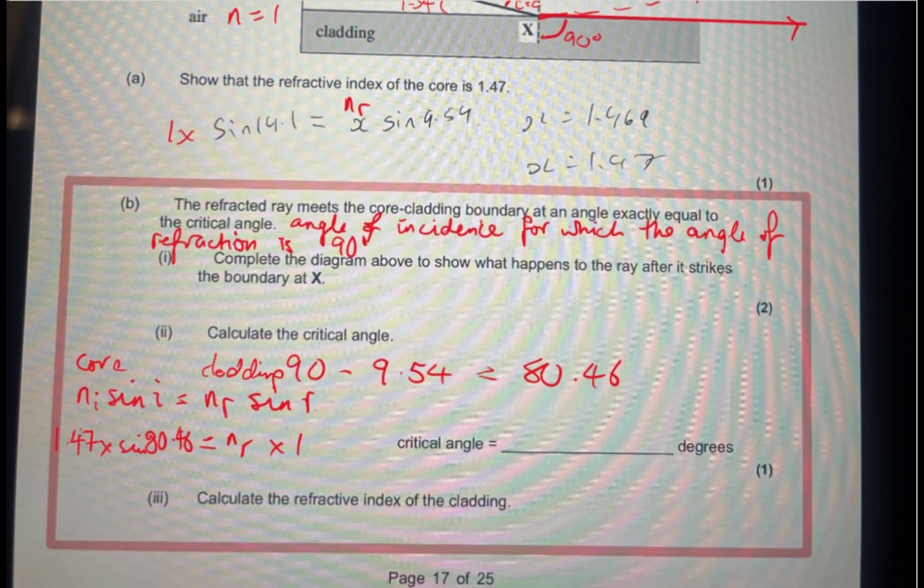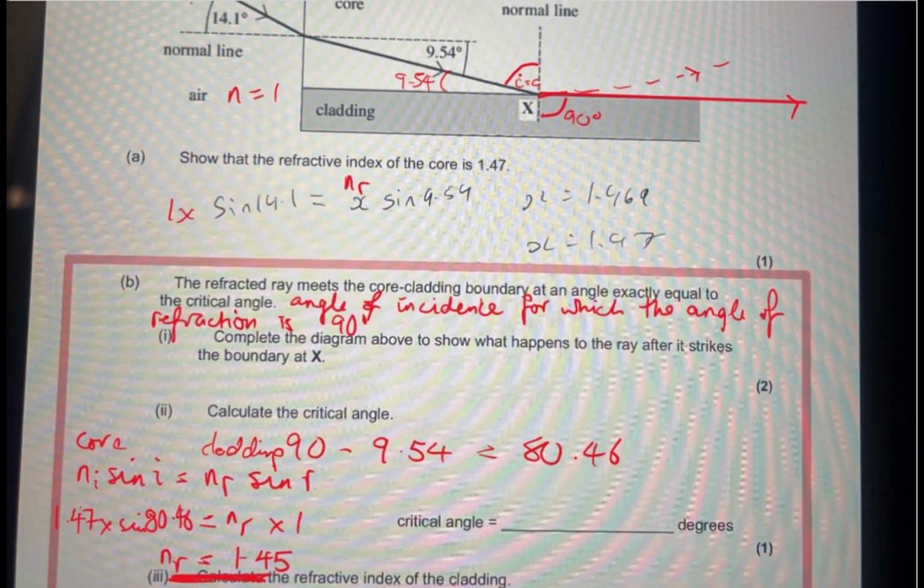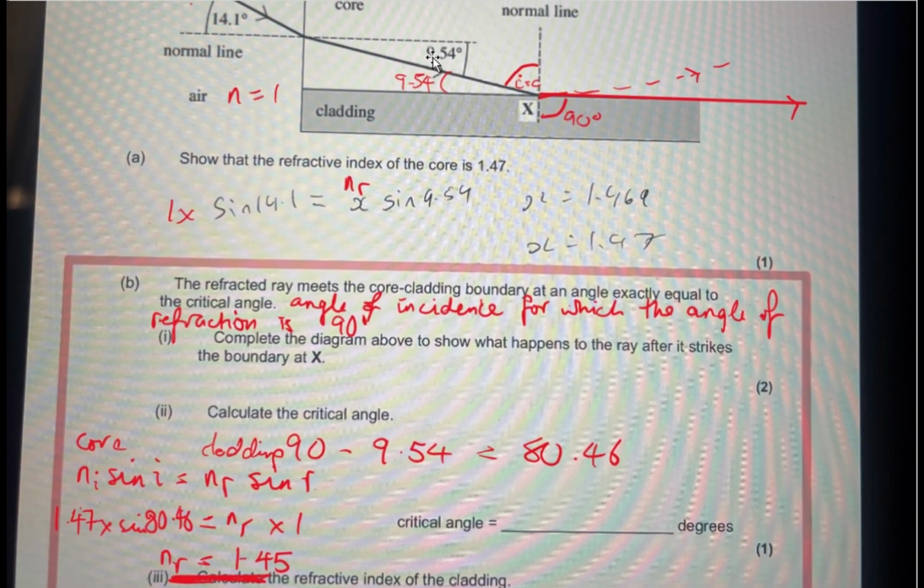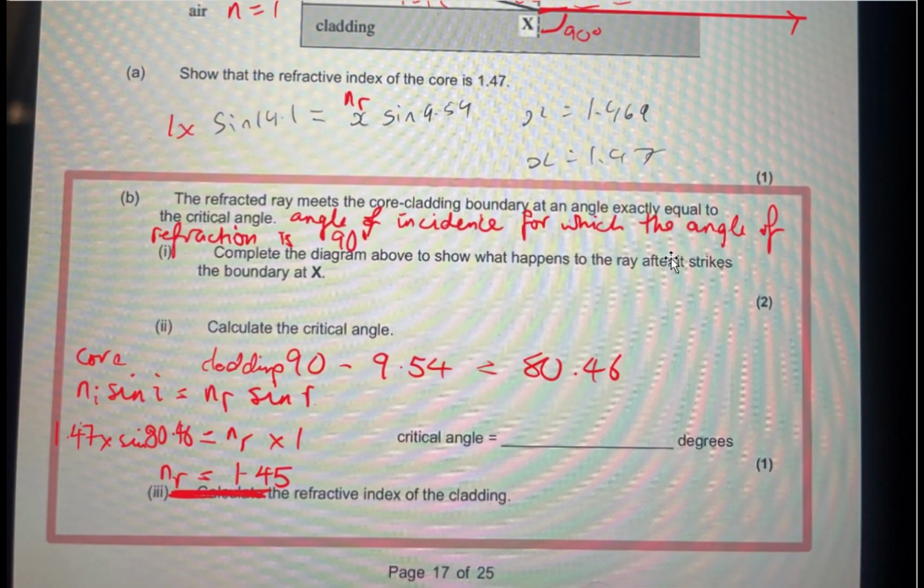So if you put all the numbers in for Nr, that gives you 1.45. Now, this sounds like the correct answer because when you get TIR, it only goes from more dense to less dense. So the answer's got to be less than 1.47, which it is in this case. Hopefully that makes sense.